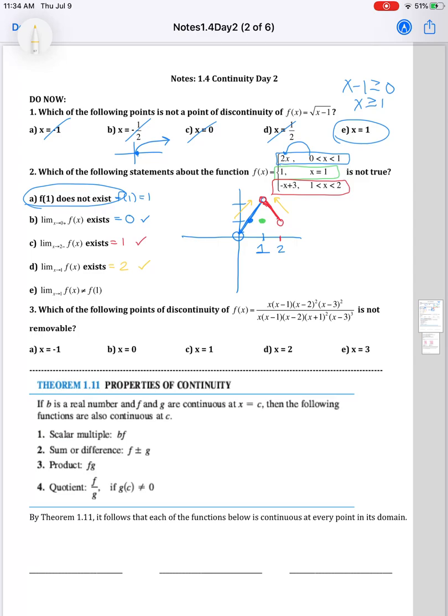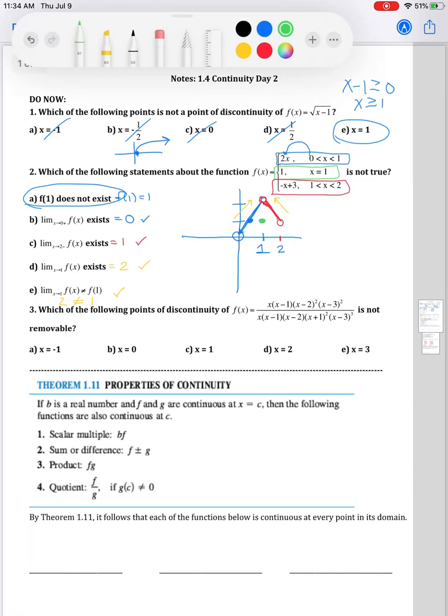And now it says the limit as x approaches 1 from no direction, which we just found, which was 2. And then f of 1, which we did in A, those do not equal each other. Well, that's also a true statement, which means A is the only answer that you would give for a statement that is not true.